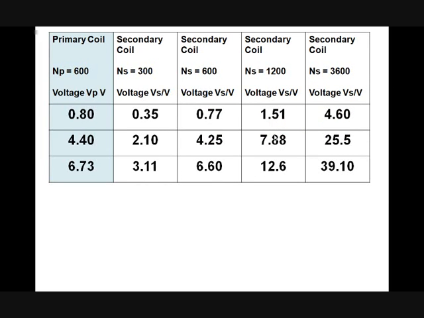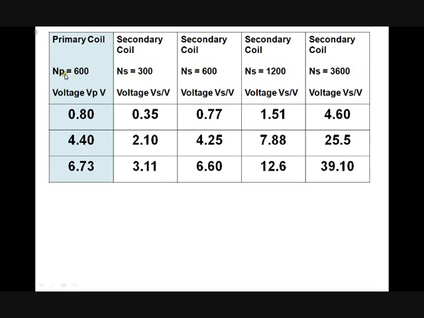Okay, we did a practical in the lab with some numbers. This is what we did. The primary coil had 600 turns, and we applied a voltage of 0.8. In the first set of results, the secondary coil had 300 turns, so we halved the turns. And what happened to the voltage? It went from 0.8 to 0.35, so it seems to be approximately halving the voltage as well. 4.4 down to 2.1, 6.7 down to 3.1. It wasn't a perfect transformer, but it did seem to approximately halve.